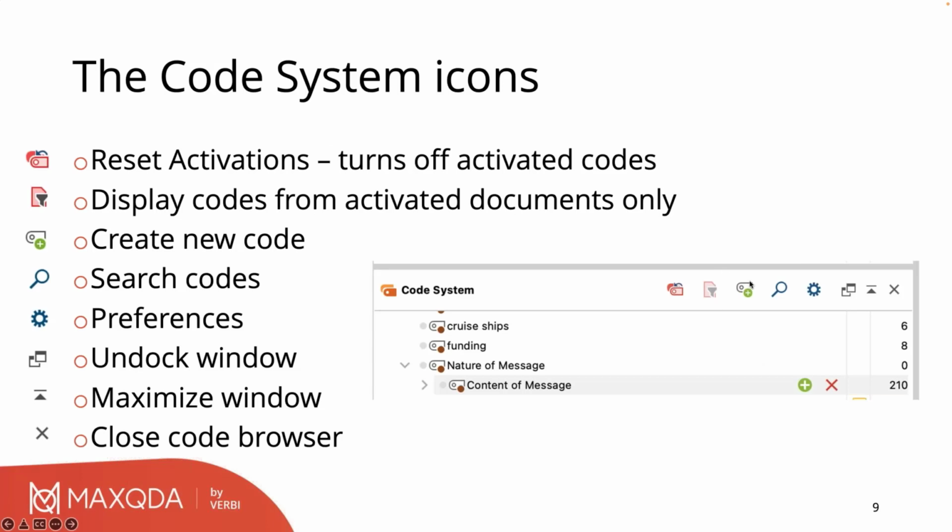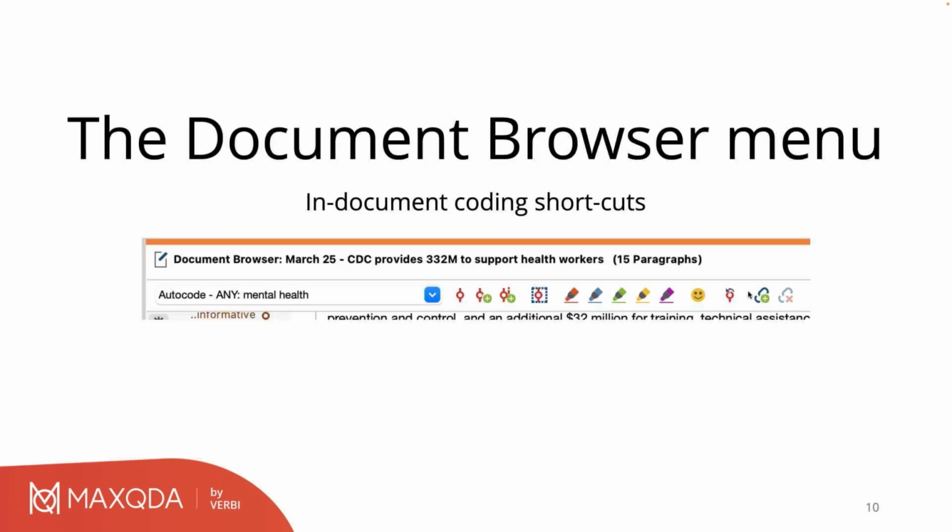My point is, I want to hit at the idea that there's a lot of features here. There's duplications of where you identify things, and so the code system icons have a variety of icons that do different things. I'm not going to just read through these, but I want you to see this. In MAXQDA, if you hover over an icon, it will pop up the name of that tool as well. So the code system is a place where there are resources tied to creating codes.